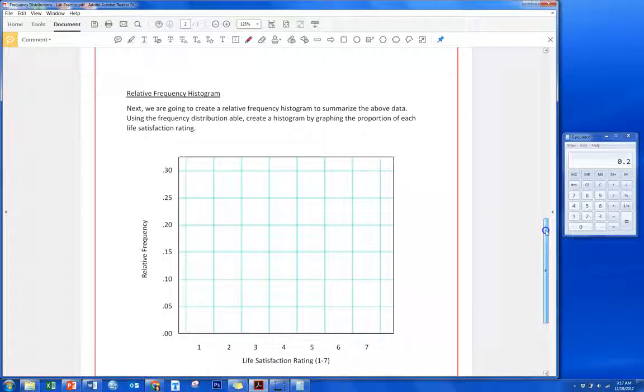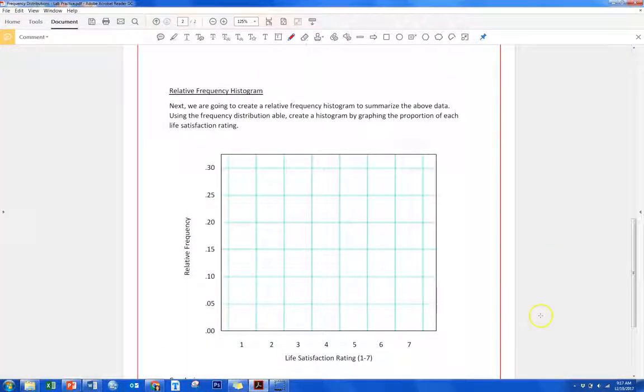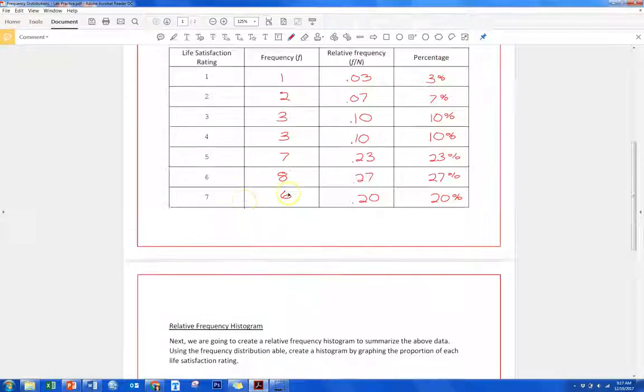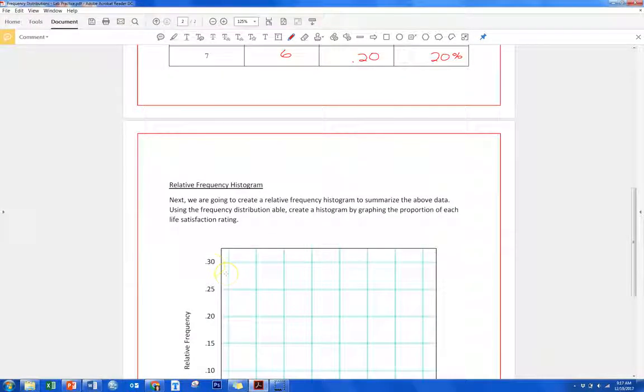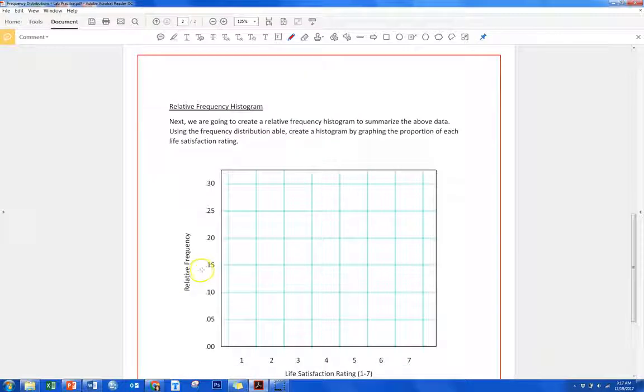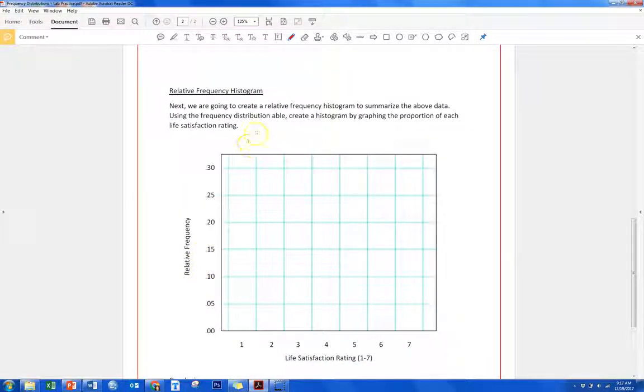We're going to essentially chart these responses to get a sense for what the distribution looks like. So we can get rid of this and go ahead and enlarge our screen here. Okay, so each column now is a different satisfaction rating. So on the x-axis is life satisfaction rating 1 through 7. And then on the y-axis is the relative frequency. It goes up to 0.3 because our largest relative frequency was 0.27. So we don't really need to go much past that. So 0.30 is here. So we're going to create a chart of the frequencies called a relative frequency histogram.